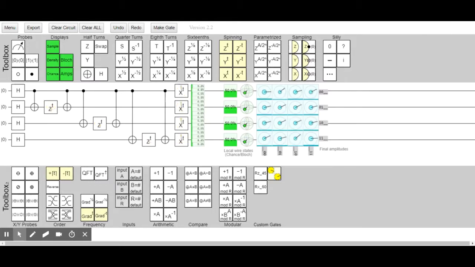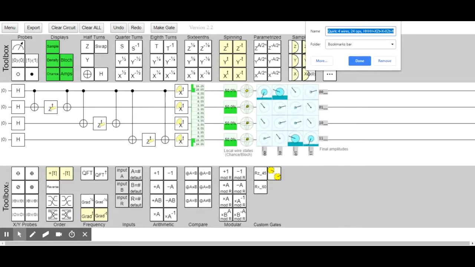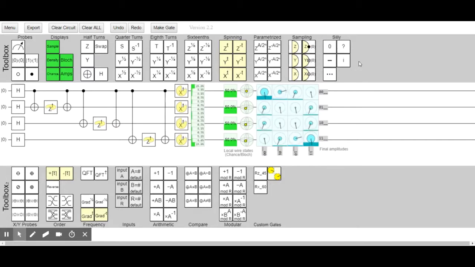I'm gonna save that, and I'm gonna call it QAOA. That's nice. V2 done.